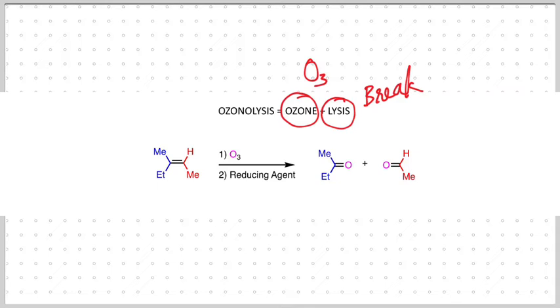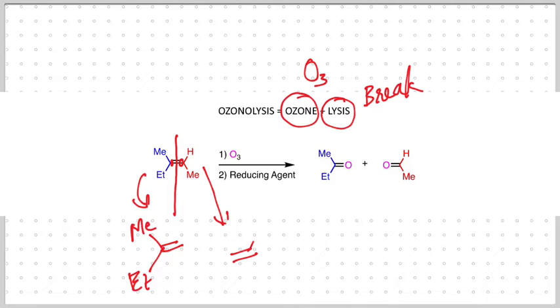To predict products from the ozonolysis of an alkene, first you need to split the molecule into two halves like this. Then you need to put an oxygen atom on both the sides. So when you split the molecule like this, you are going to get a part like this from this side, and this side will give you a part like this. Then you just need to put an oxygen atom on both the sides to predict the products from the ozonolysis of this alkene.